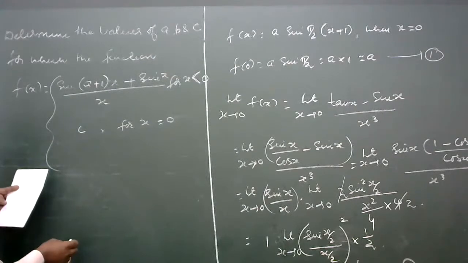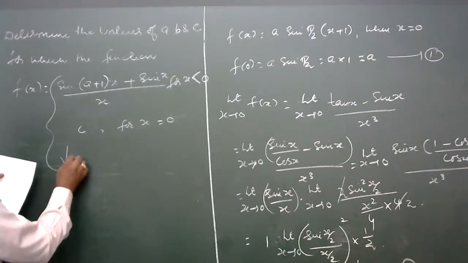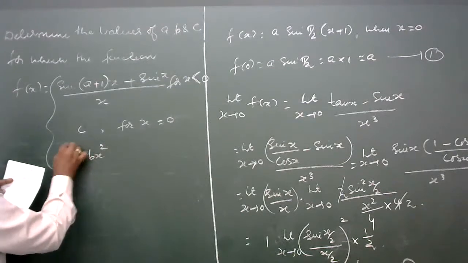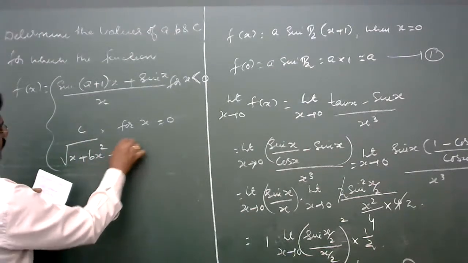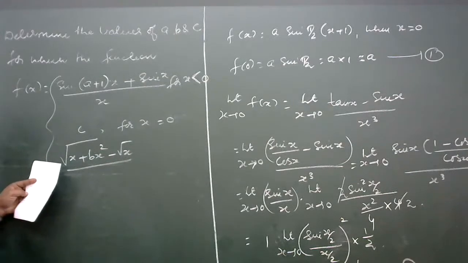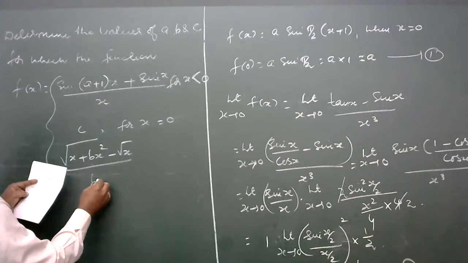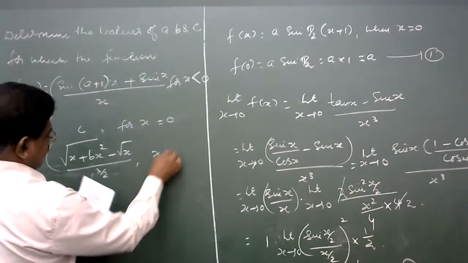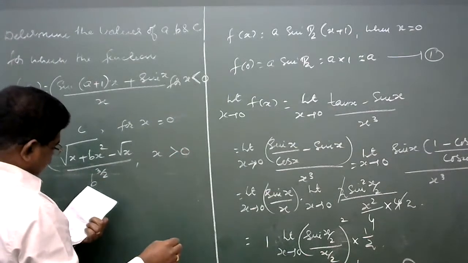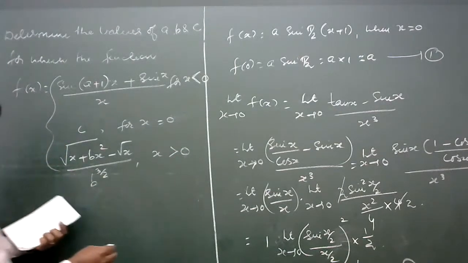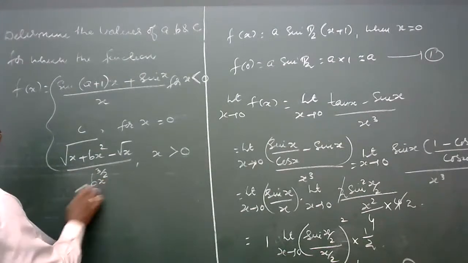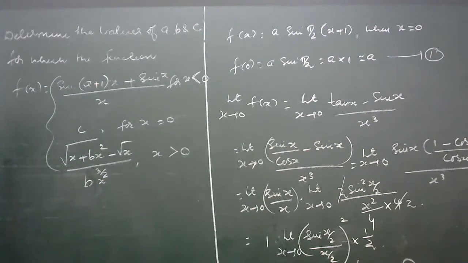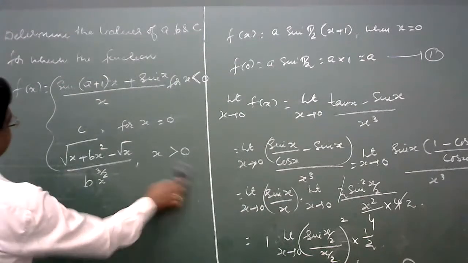The value of the function is what? The constant C. Now root of x plus bx squared minus root of x, the whole upon b x to the power 3 by 2, for x greater than 0. Sorry, b x to the power 3 by 2. Okay, if you find the value of the right limit, you can get C.